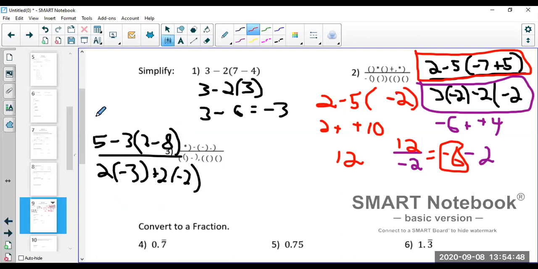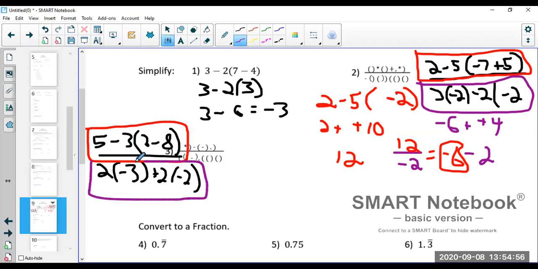So again, we group them, we do the top, and then we do the bottom. And if you do that, that will allow us to do it properly. So let's do the top first. 3 minus 8, negative 5. That's going to be in brackets. Then we have 5 minus 3 times negative 5, and we end up with 5 plus 15, and we get 20 on the top.